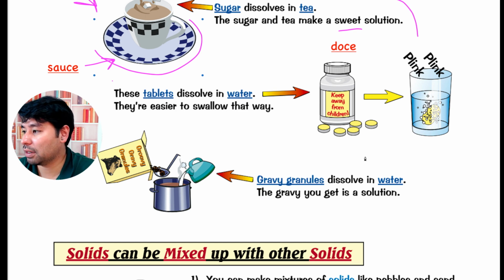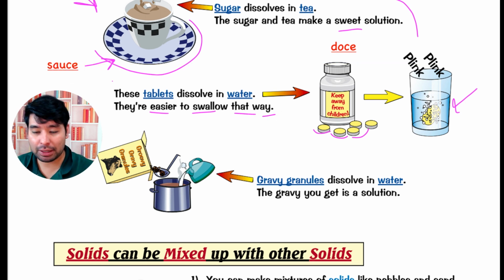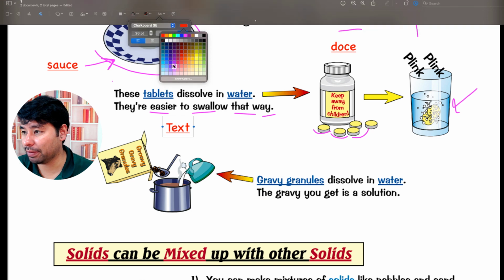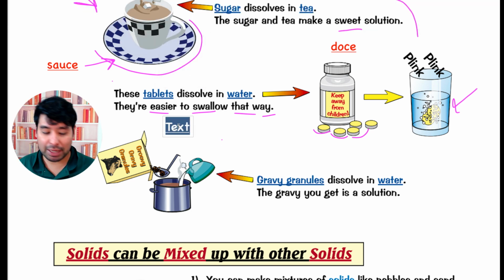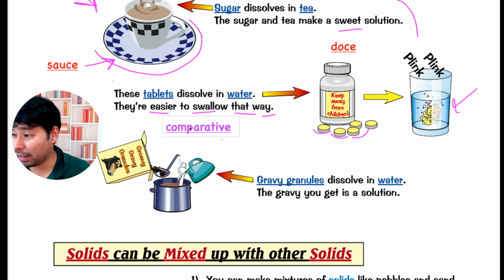And next one, right? These tablets, which is this little thing here, right? Dissolve in water here. They're easier, we have a comparative here, to swallow that way. Okay, so let's get some words here. I'm going to make some description here just to make it easy for you to understand. Okay, so let's go. Easier. Teacher, what is easier? Easier is a comparative. Okay, if something, here this word, it's a comparative.